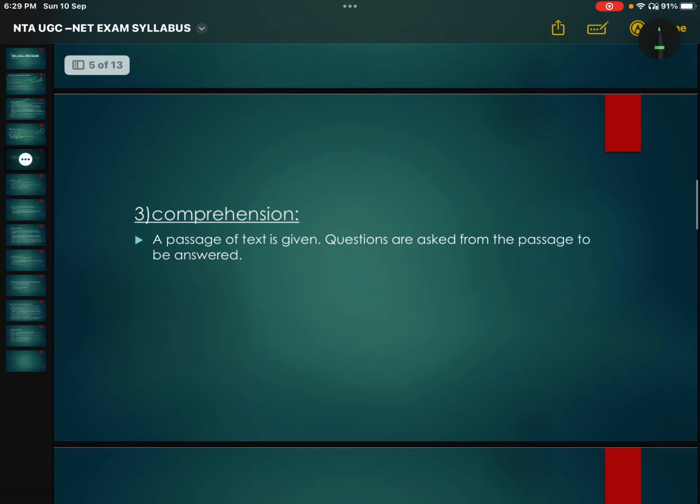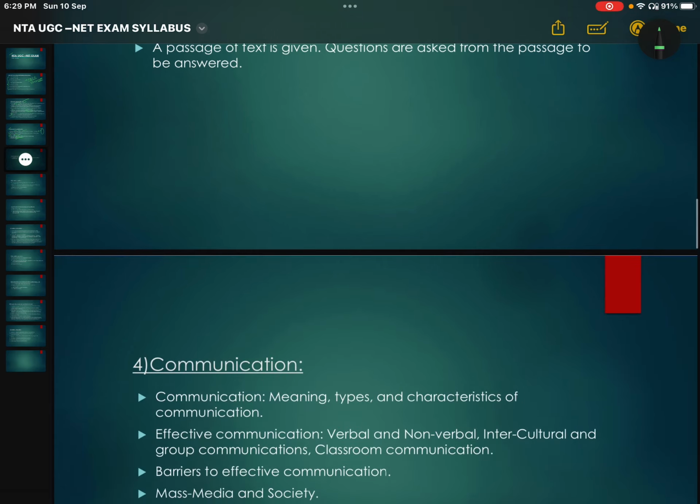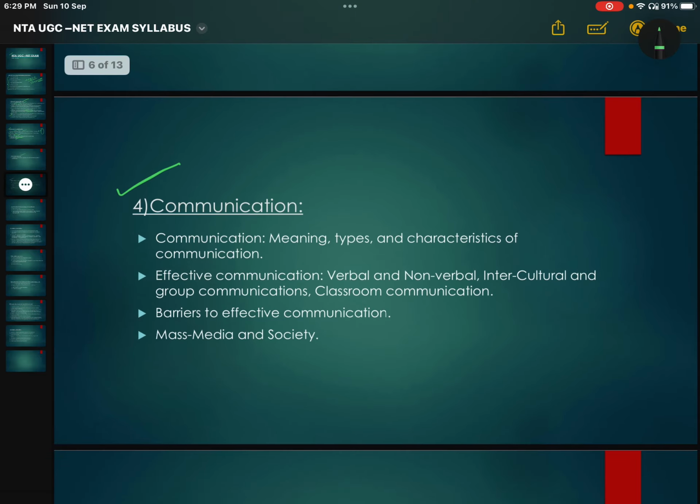The third chapter is comprehension. There is no need for any explanation of this, as we have had comprehension from our schooling. Next, communication. In communication, again, the meaning, the types of communication and the characteristics. Next, what is the effective way of communication? Communication may be verbal or non-verbal, intercultural, group communication, and also classroom communication. What are the effective ways in these communications? What are the barriers to effective communication? We will discuss. Next, mass media and society. This all comes under the communication chapter.